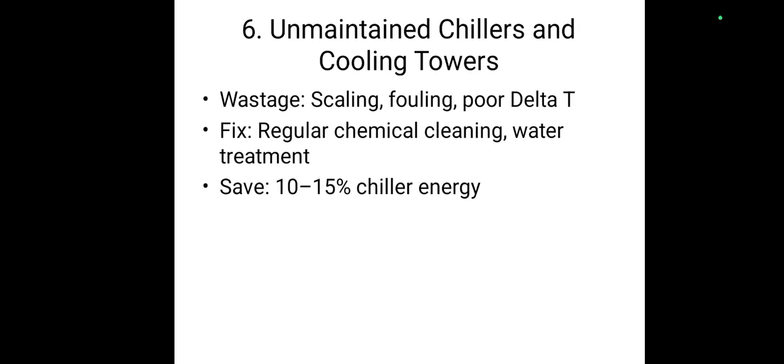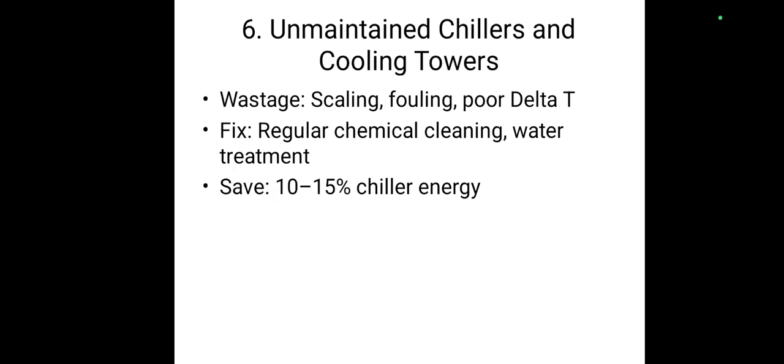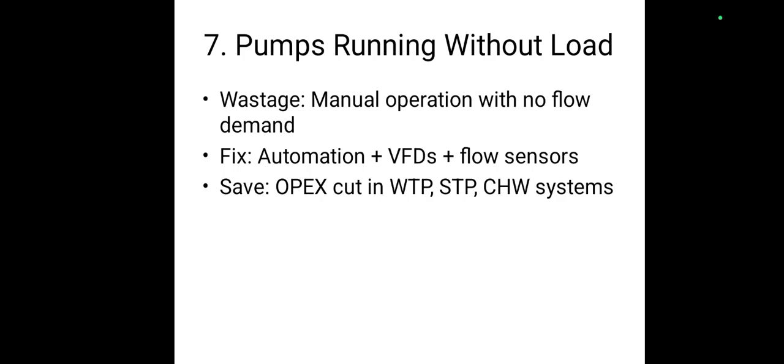Unmaintained chillers and cooling towers: scaling, fouling, poor delta T. These are the wastage reasons. Regular chemical cleaning and water treatment can fix this, and we can save 10 to 15% of chiller energy. Pumps running without load. Sometimes manual operation with no flow demand leads to unnecessary energy wastage. With automation and VFDs using flow sensors, we can fix this.